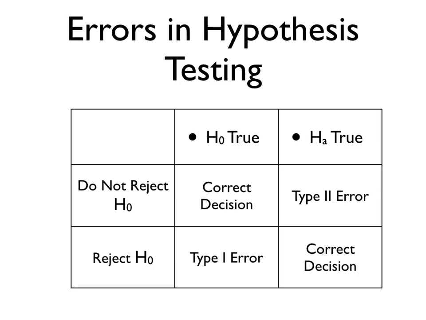So we could make a correct decision here. HA is true, and we reject H0. We've made a correct decision. That's what's called our statistical power. The probability of making a correct rejection of a false null hypothesis is 1 minus beta, and it's called statistical power. So the probability of rejecting a false null hypothesis, that's what power is. We made a correct decision.